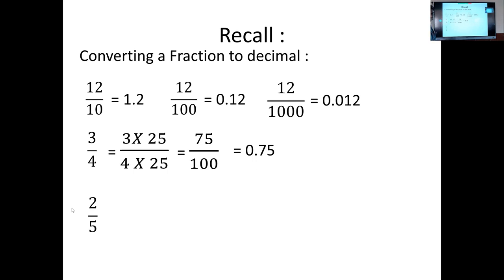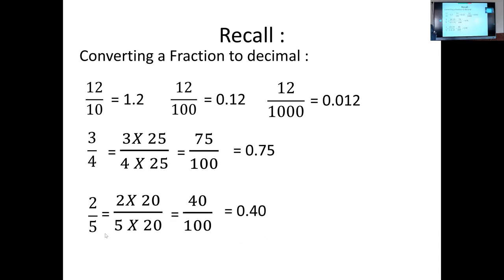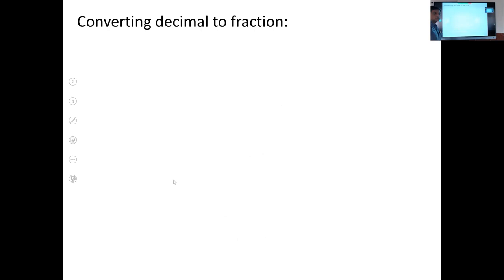Next, 2 by 5. Now how to write 2 by 5 in decimal form? Well, again, we will make the denominator equal to either 10, 100, or 1000. We know 5 twos are 10, so we multiply the denominator by 2. Or we can multiply it by 20, so that it will become 100. So 20 multiplied by 5 will become 100, and 20 multiplied by 2 in the numerator will become 40. So it will be 40 out of 100, and this will be written as 0.40. Next, we'll see how to convert the decimal into a fraction.